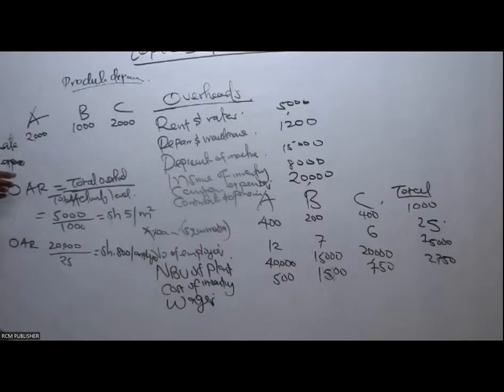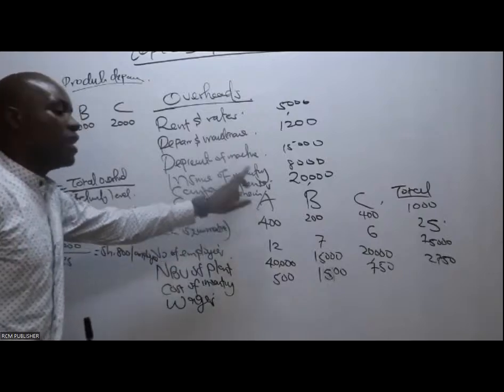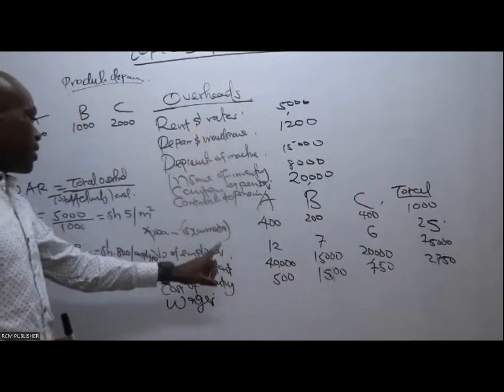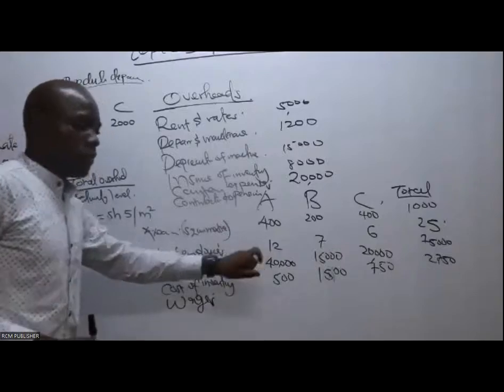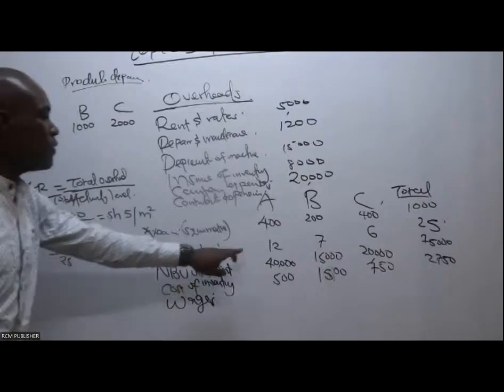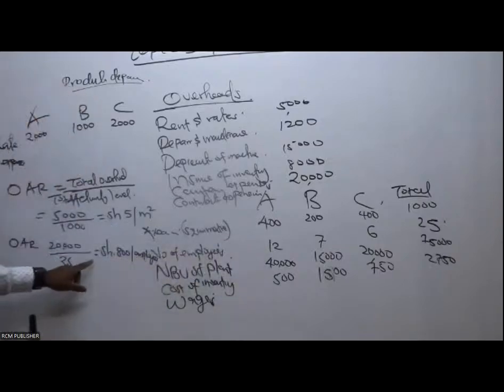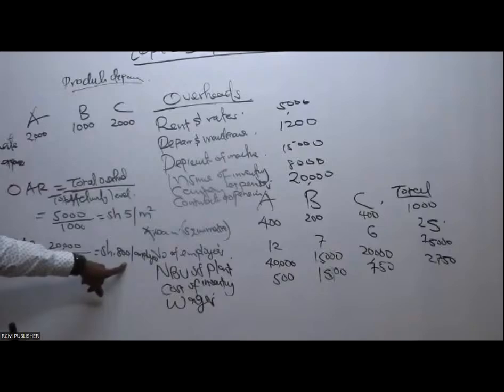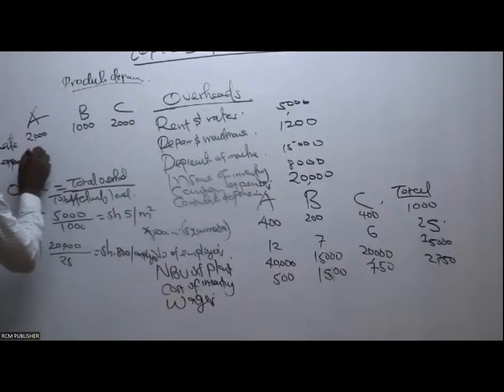And then now I come to this part. Overhead absorption rate is 800 per employee. What is Department A having in terms of number of employees? I have 12. So I will take 12 by 800. Then a good student should be able to post for me the answer there. 12 is the number of employees multiplied by the rate. My good student is telling me that it is 9,600 for Department A.